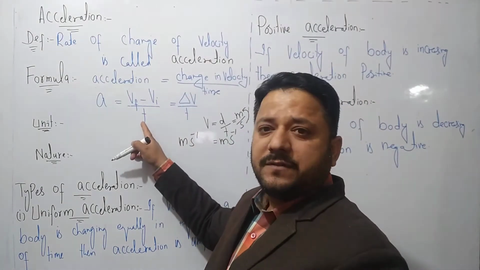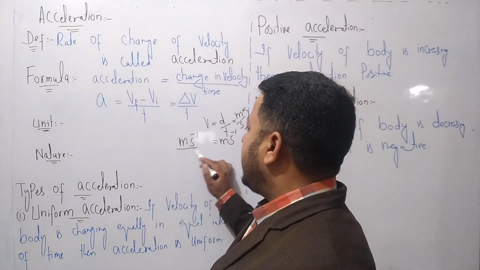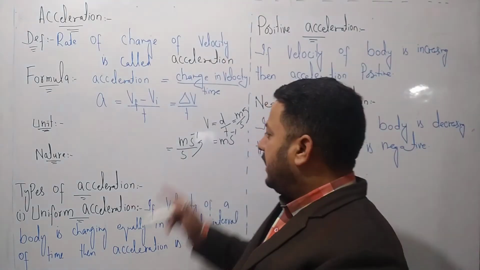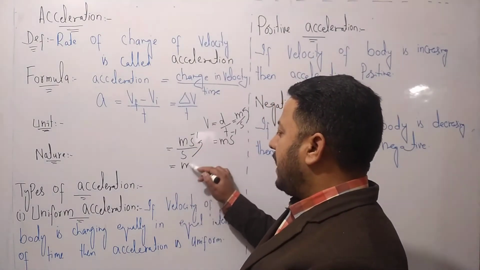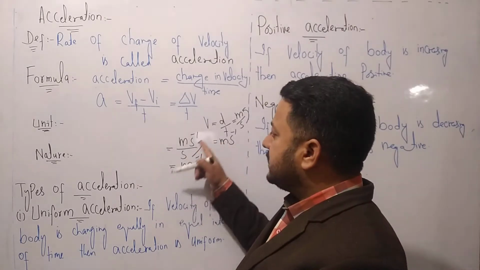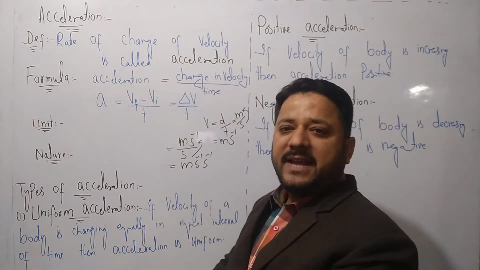And what is the unit of time? Again, second. Time is measured in second. When it moves to the other side of the fraction, its power becomes minus 1.